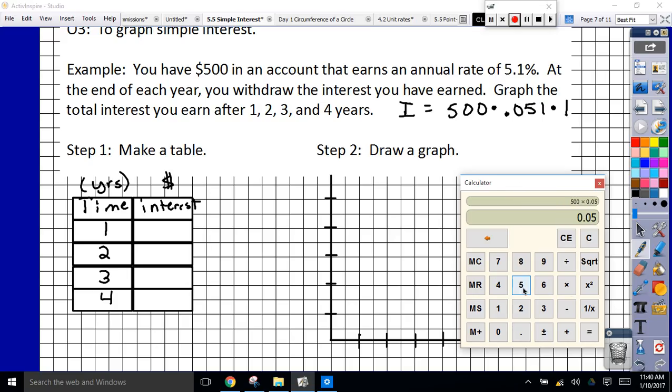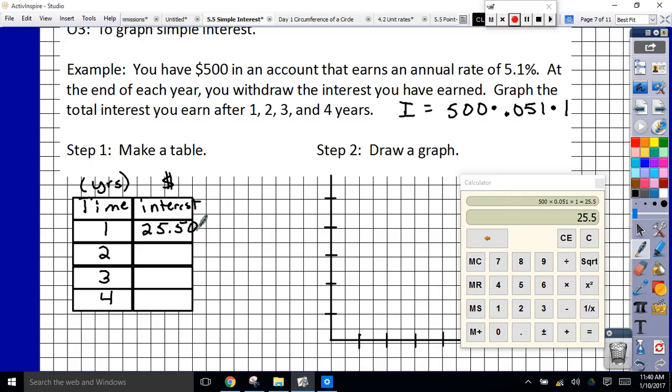Okay, doing that on the calculator, I have 500 times 0.051 times 1. I don't need to write the times 1. And I get $25.50. So after 1 year, we're earning $25.50 in interest. Now, if I didn't take that money out, my amount wouldn't be $500 anymore. The second year, it would be $525.50. But I took the interest out.